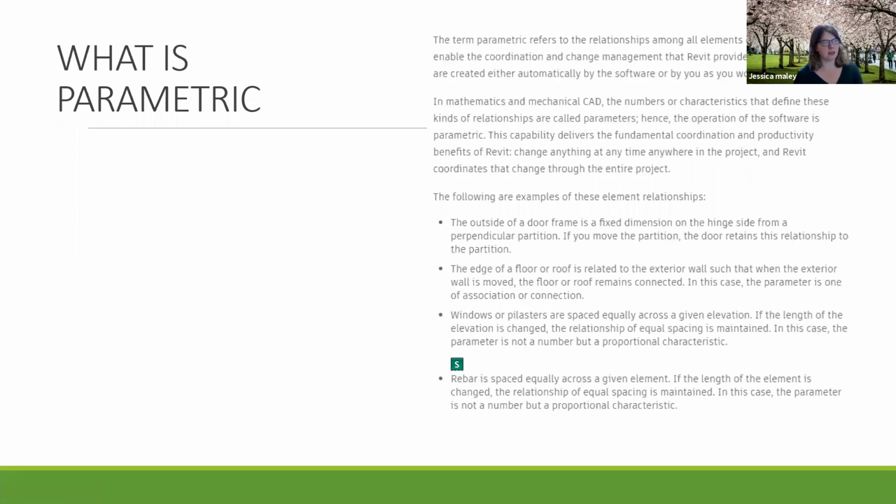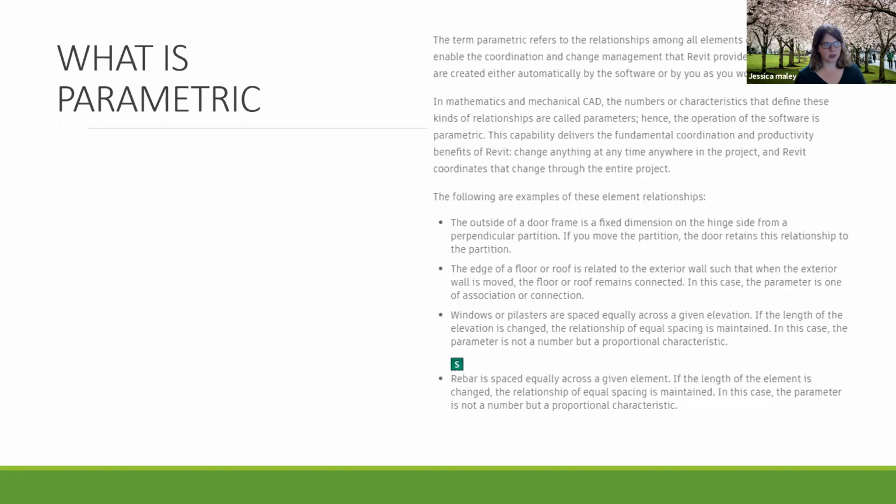So you can see in the slide, I just copy and pasted what Autodesk describes parametric as on their website. They say the term parametric refers to the relationships among all elements of the model that enable the coordination and change management that Revit provides. And then they use a couple of examples.